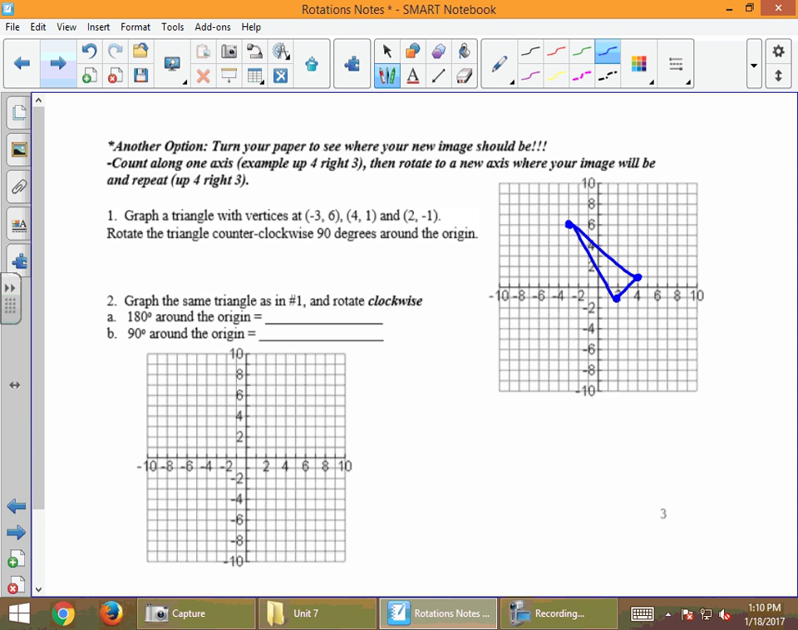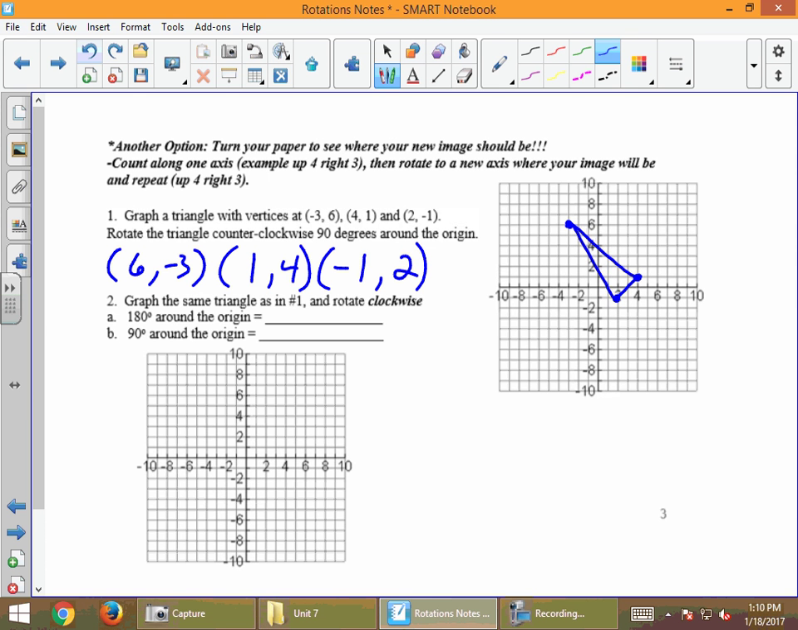If you get in the habit of doing this, you guys will be golden. So the points are already written for me. My next thing is I'm just going to flip them. Don't do anything with the signs yet. Just flip them. So this one was (-3, 6). If I flip it, it now becomes (6, -3). Let's do the other point. The other point was (4, 1). Flip it, it becomes (1, 4). And then the last one is going to be (-1, 2). Very good. So those are points that are flipped.